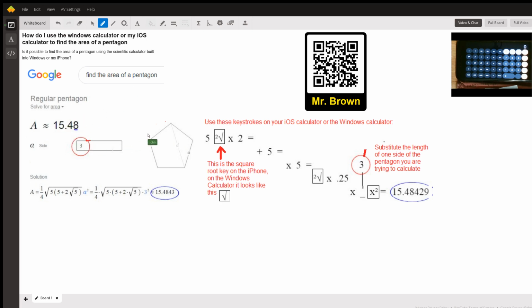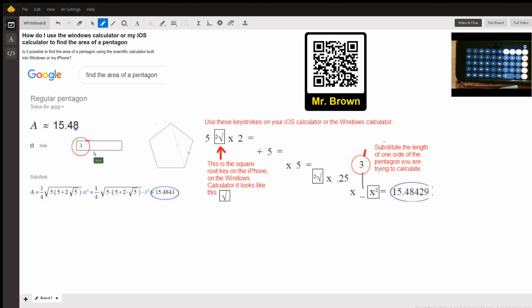And it came up with this really cool little wizard. And it gave me the actual formula down here and then worked it through. In this case, I chose that one side of the pentagon was 3 units. And it said, oh, great. If one of your sides is 3 units, then the area is approximately 15.48 units.